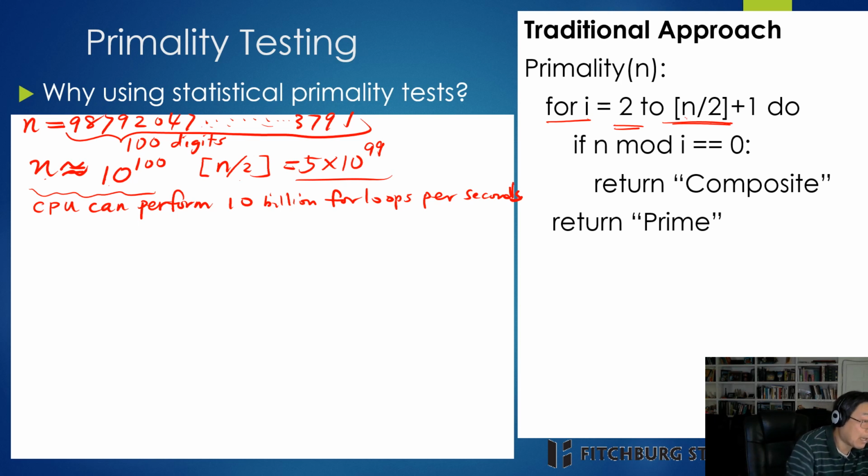Okay, now the total number of loops I need to perform is 5 times 10 to the 99. So now how much time do I need to complete that loop? Now, of course, that loop goes up to half of this number n in the worst scenario.